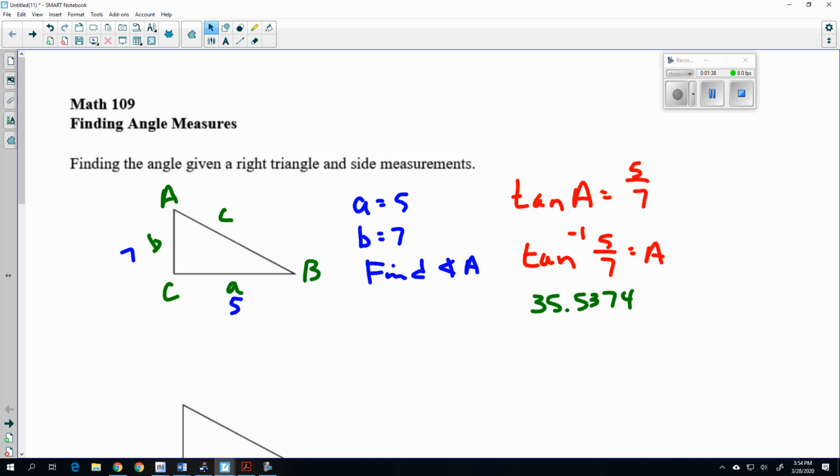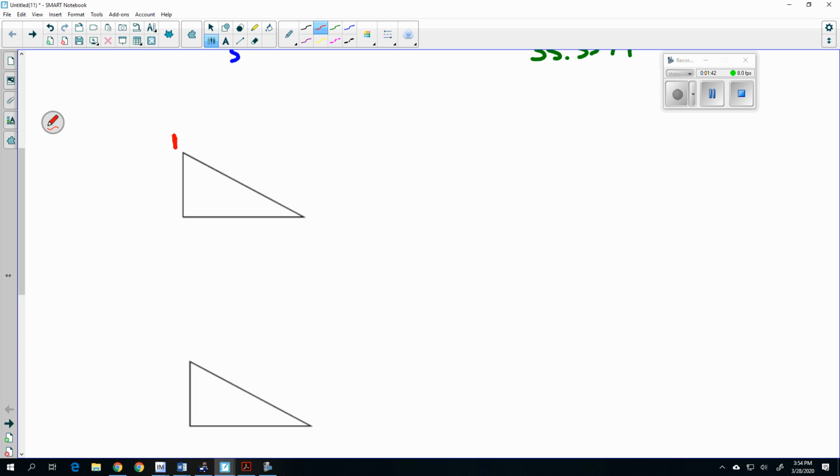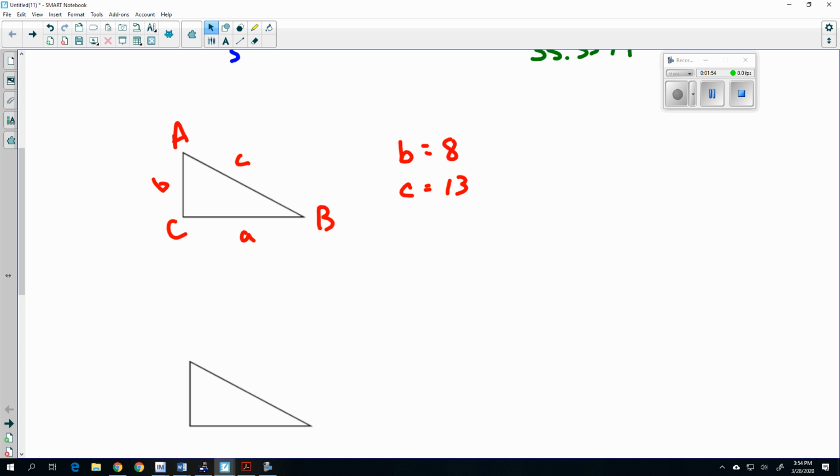Let's try this again. I'm just going to keep my triangle labeled as is. So I'm going to call this A, B, C. I'm going to label. Notice again they're lowercase. And this time I tell you B is equal to 8 and lowercase c is equal to 13. So if I find those on my triangle, B is 8 and C is 13. It should make sense that the hypotenuse is longer than the leg 8. And in this case, let's find angle B. That's who I'm going to be looking for.